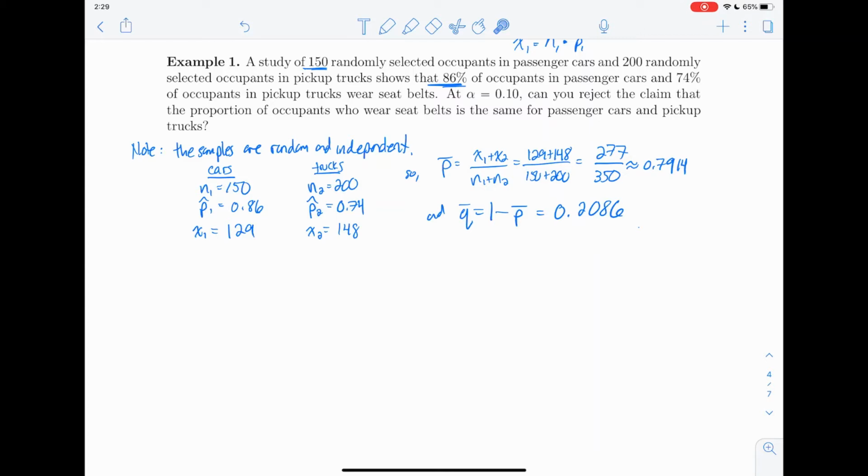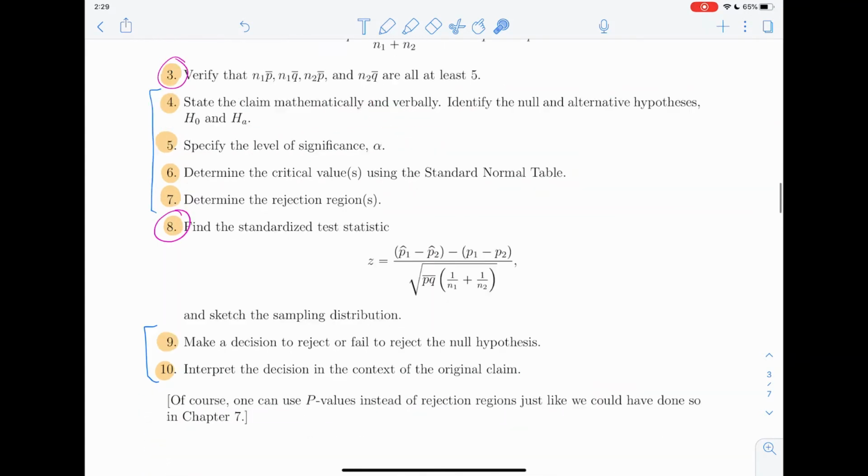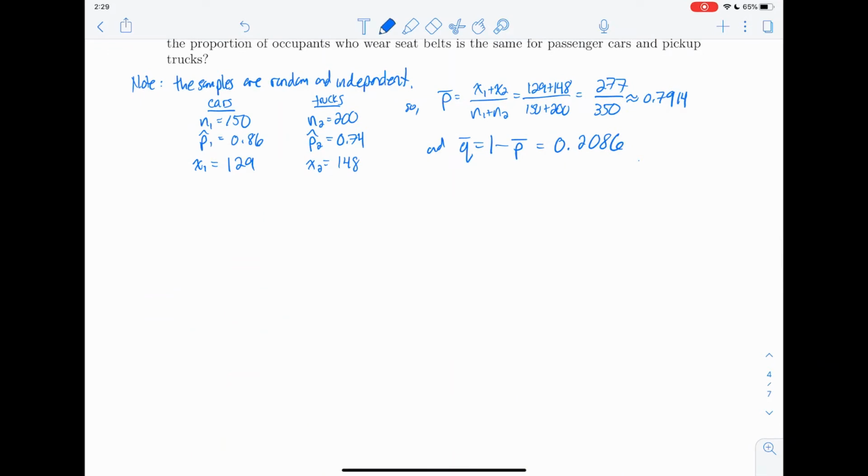So we have verified some of our original hypotheses. We have found our weighted estimates, p bar and q bar. We've verified that the samples are random and independent. Going back to our list, the next step is to verify that these 4 products are all at least 5. Well, let's compute them. We're going to write since, and now we're going to compute all of our products. We'll have n1 p bar. If we write that out, that's 150 times 0.7914.